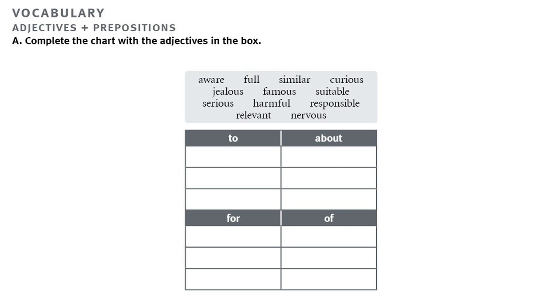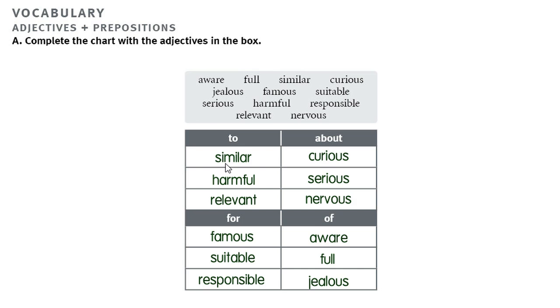Vocabulary. Adjectives plus prepositions. الصفات مضافا لها الظروف. Complete the chart with the adjectives in the box. اكمل مستخدما هذه الصفات. Answers. Similar to. شبيه لـ. Harmful to. مؤذي لـ. Relevant to. ملائم لـ. Curious about. فضولي حول. Serious about. جاد حول.